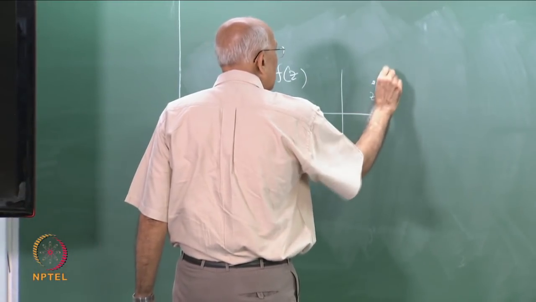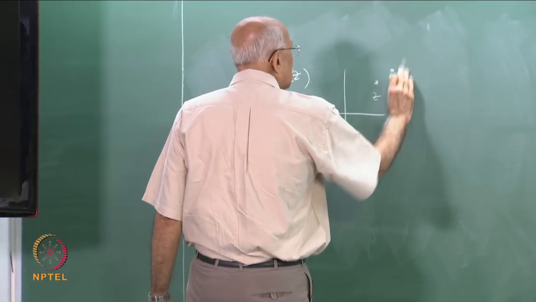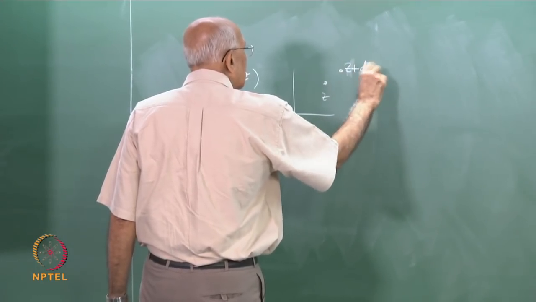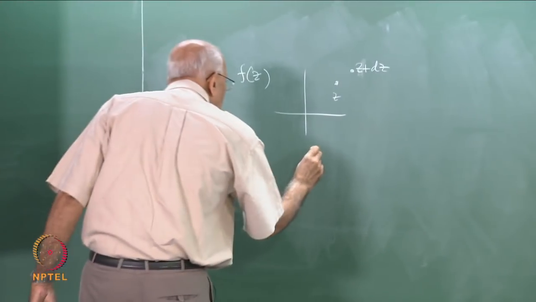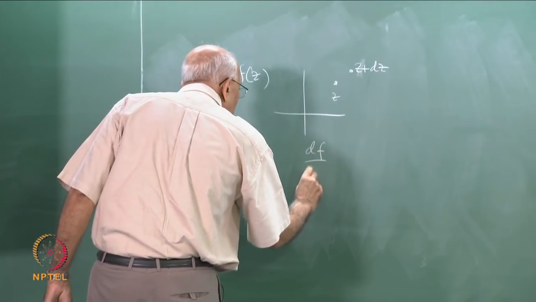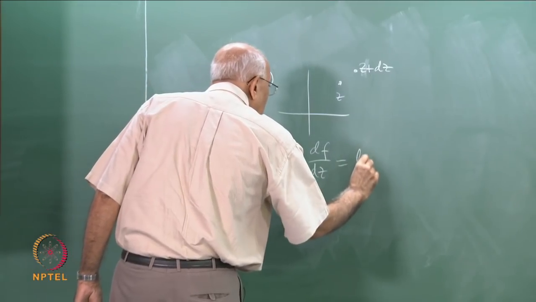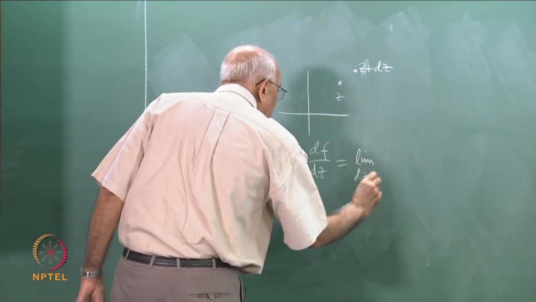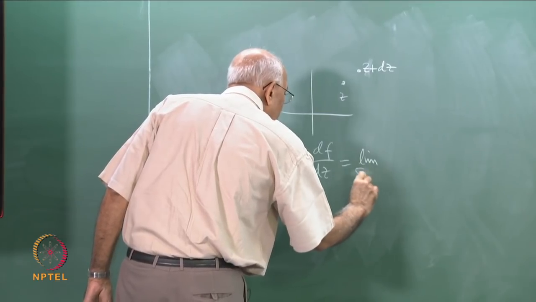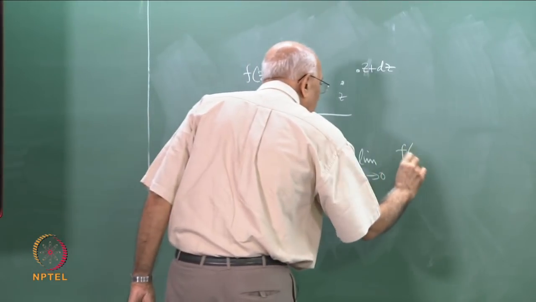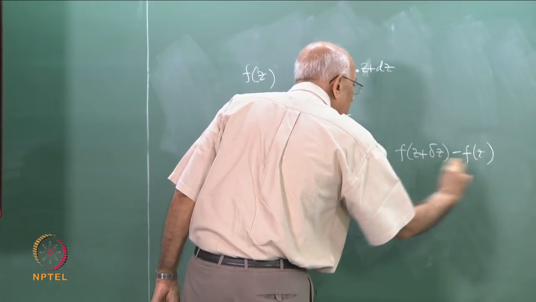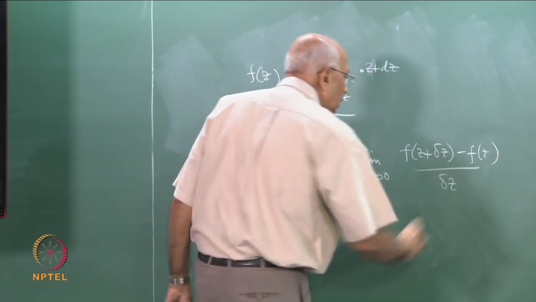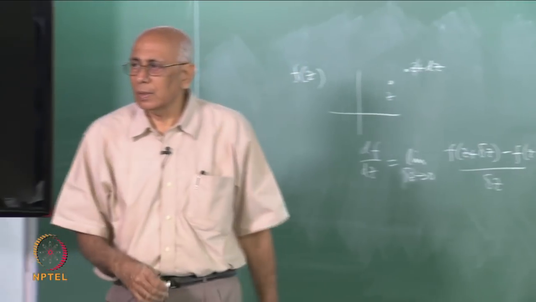So here is z and here is dz, z plus dz. So a normal way to define this would be to say that df over dz is equal to the limit as delta z goes to 0 of f of z plus delta z minus f of z over delta z. This is the normal way in which you would write down a derivative.